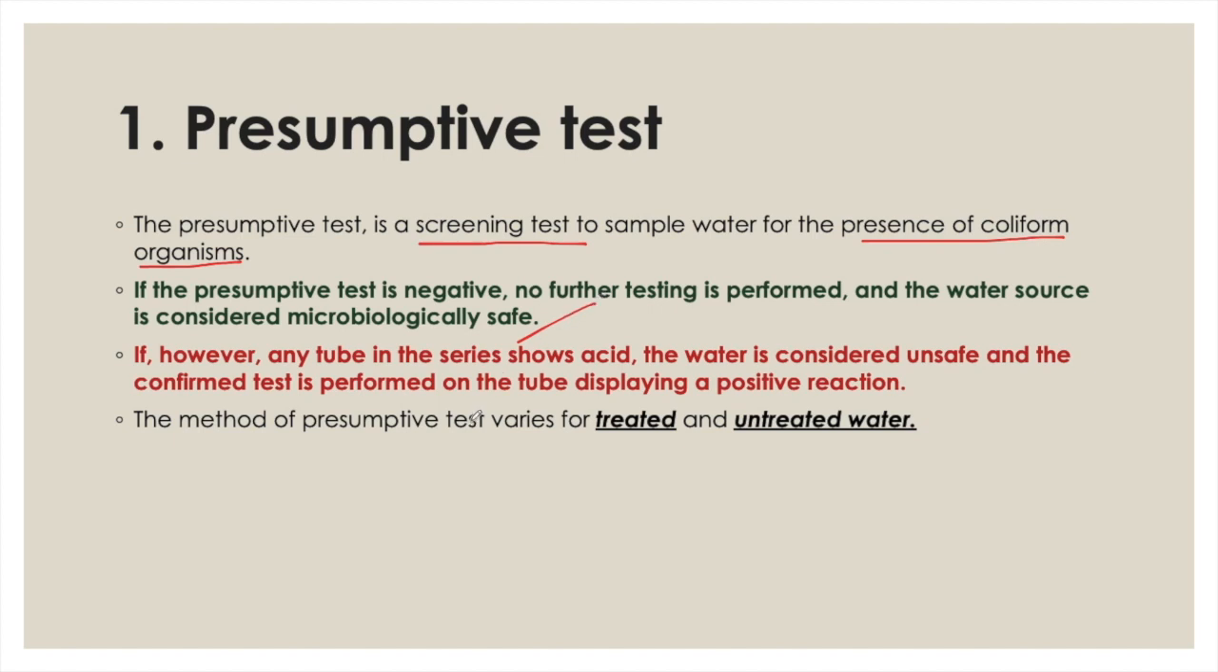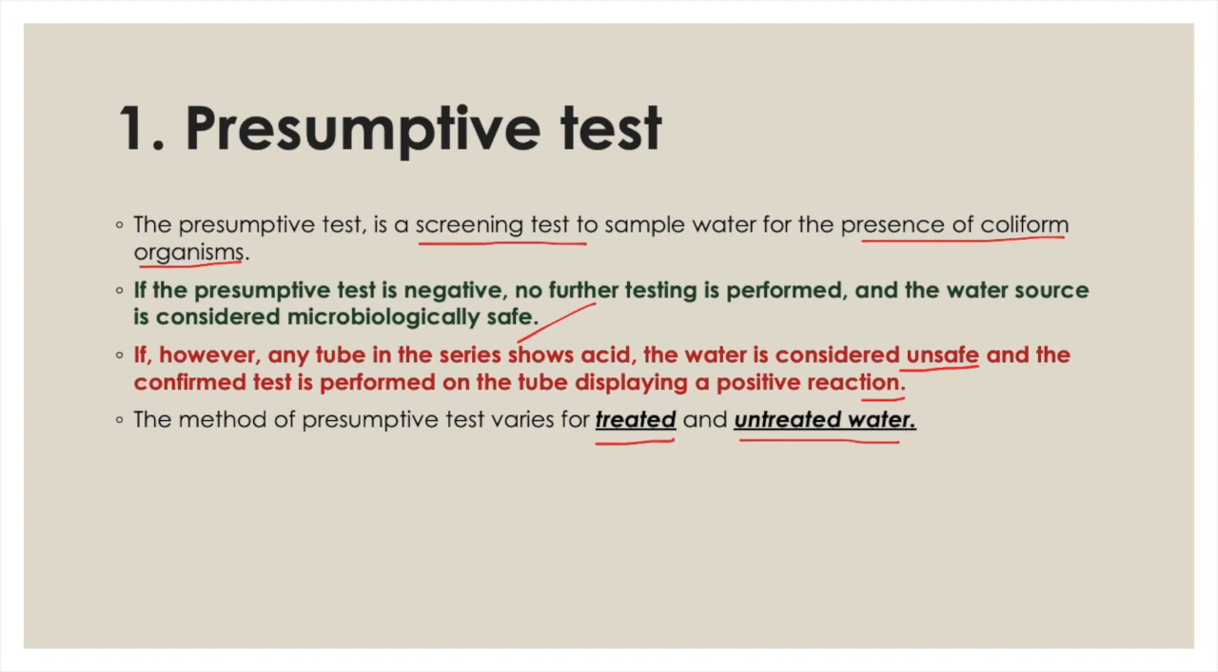But in the other case, if any tube in the series shows acid, that is, the test becomes positive, the water is considered unsafe and the confirmed test, the second test, is performed on the tube displaying the positive reaction, only on the tube which displays the positive reaction. The method of the presumptive test varies for treated and untreated water. For these two types of water we will perform different tests, and we will discuss them.